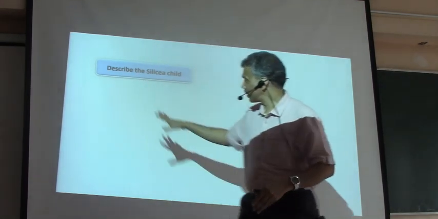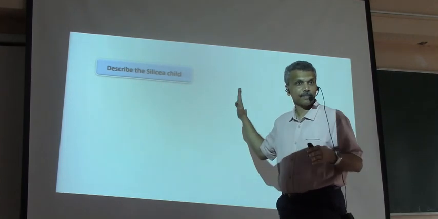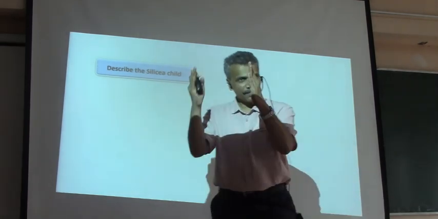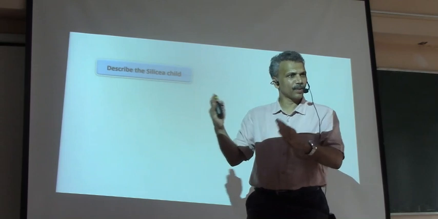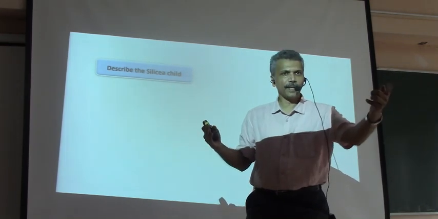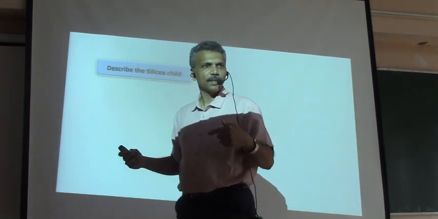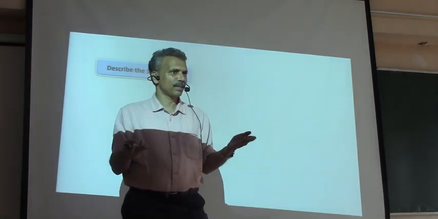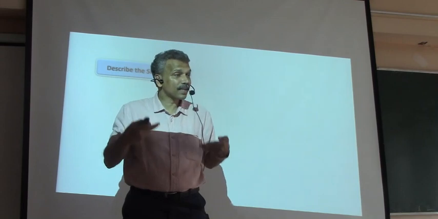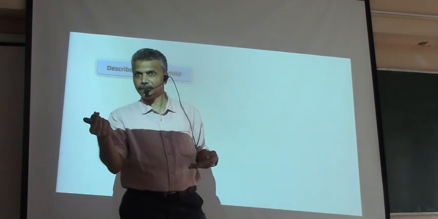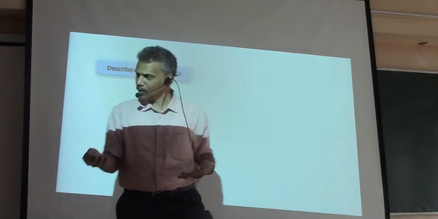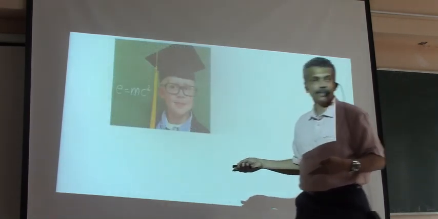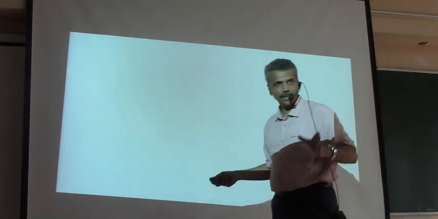So how do you think a Silicea child will be? Can we have some headings under which you would like to discuss? Mind. Before mind. Mind includes behavior. Very good. No issues. Appearance. Good. So the physical appearance, that can be a part. So how do you think the Silicea child will be physically?